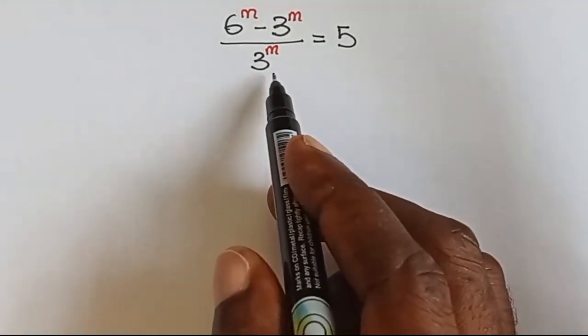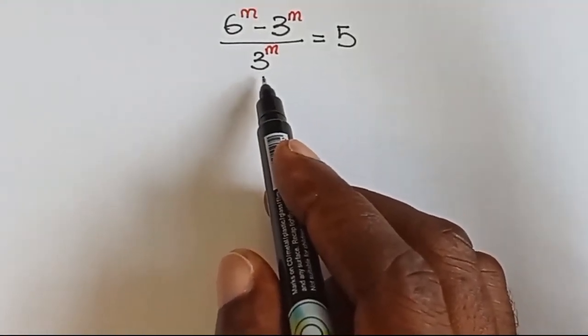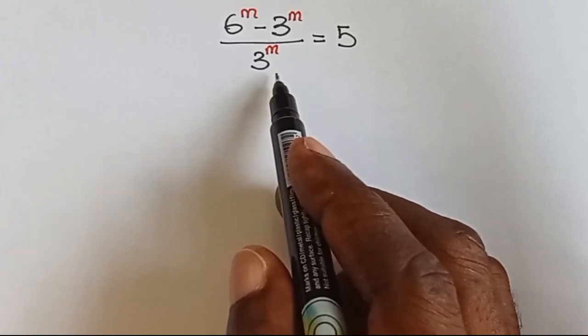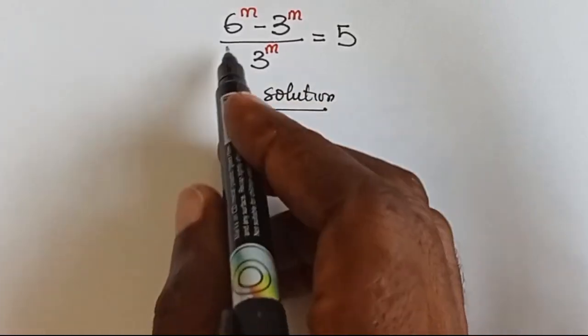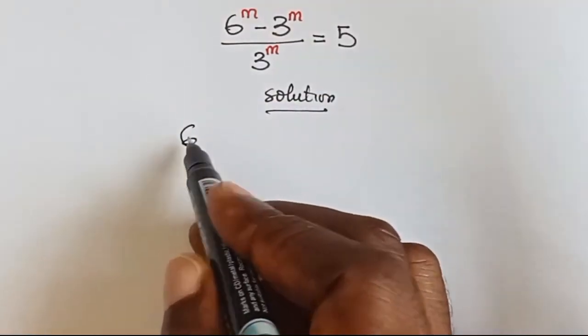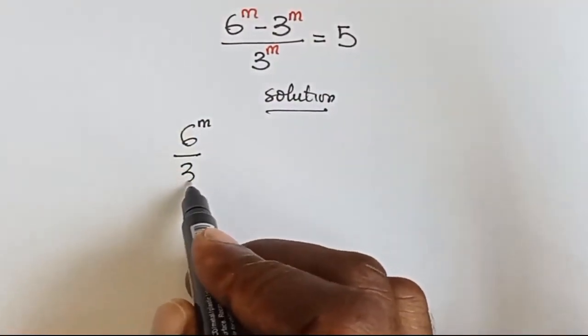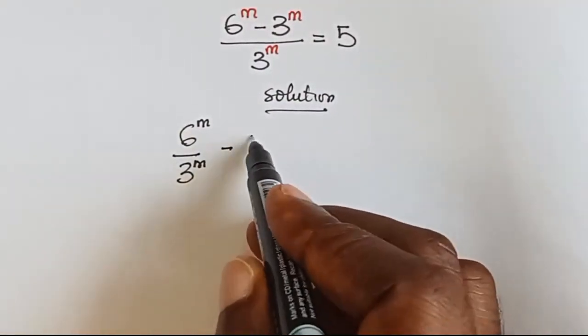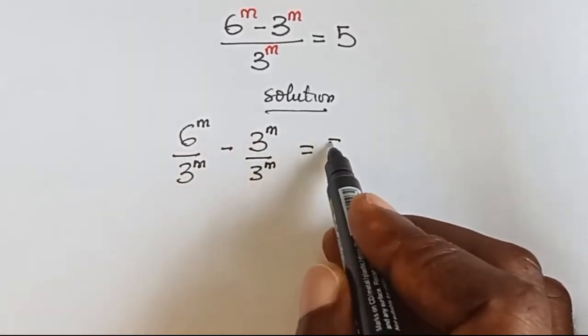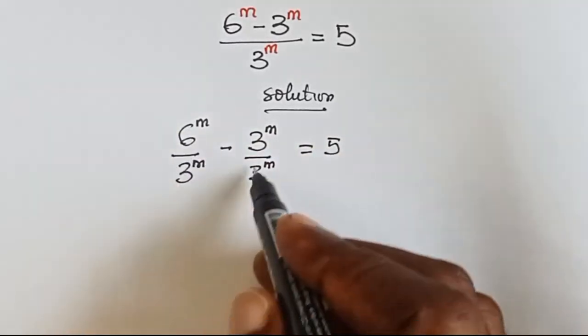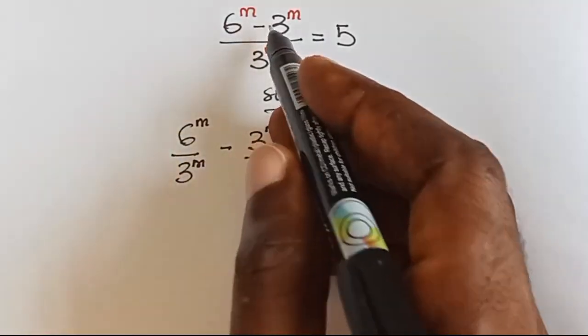In this video, we want to solve this viral exponential equation. Okay, solution. Now, this can also be written as 6 raised to power m over 3 raised to power m minus 3 raised to power m over 3 raised to power m equals to 5. Right? By the time we simplify this, we get this.